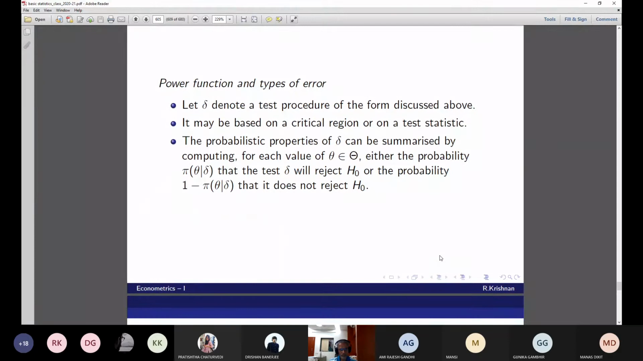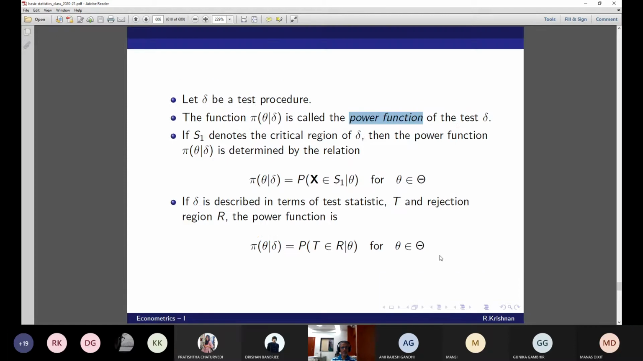What is that? Suppose there is a test procedure, delta. The test procedure may be based on a critical region or a test statistic, which gives the rejection region. The probabilistic properties of delta can be summarized by computing, for each value of theta in the entire parameter space, either the probability that the test will reject the null or the probability that it does not reject the null. So we can do these things. What does the power function have to do with this?